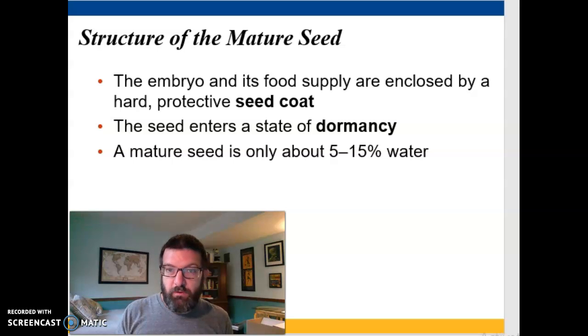Seeds can stay that way for a long time, usually a year until the next season, but very often several years, especially seeds that live in harsh environments. In the desert, for instance, they will hang out until you get a particularly wet spring, so it can be years before enough water is present in the environment to stimulate the seed to germinate, and then you get a bunch of seeds growing and flowering at the same time.